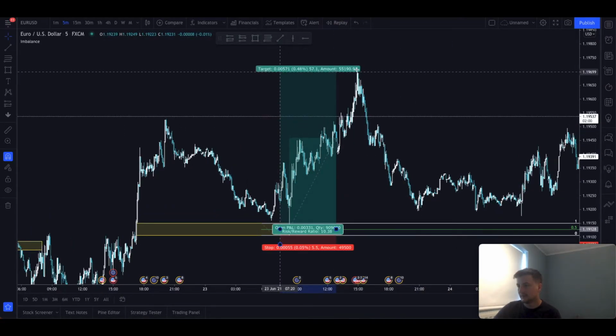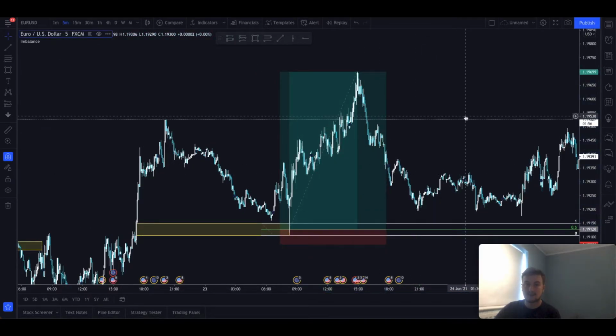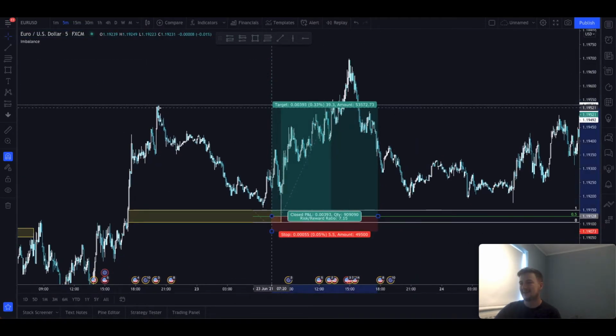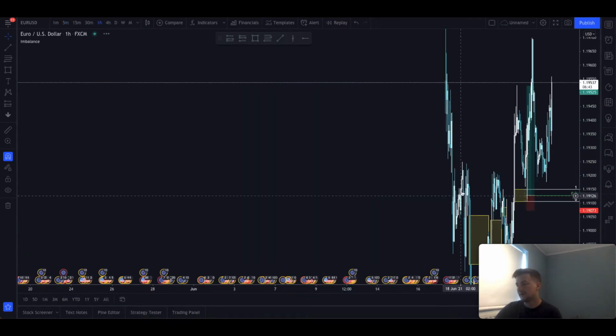Expand it up to the high. A 10R trade, guys. That's 10% of your portfolio. You could increase that if you were to hold it at the top. Obviously, let's be realistic and go for the 7%, because that's great still. Head back to the 1 hour.